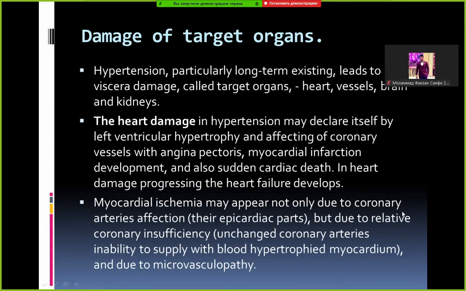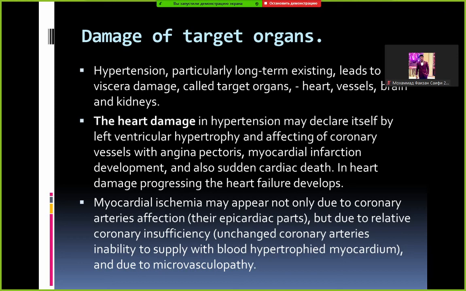When we are talking about arterial hypertension, we must discuss damage of target organs. Target organs of arterial hypertension are heart, brain, eyes, and kidneys. So about heart, the heart damage in hypertension may declare itself by left ventricle hypertrophy and affecting of coronary arteries with angina pectoris, myocardial infarction development, and also sudden cardiac death.